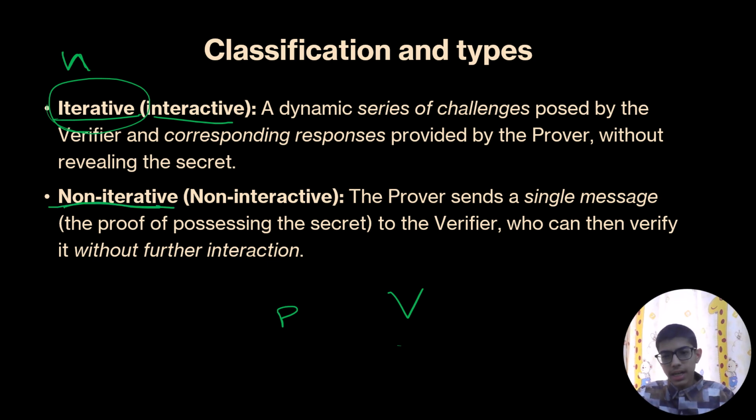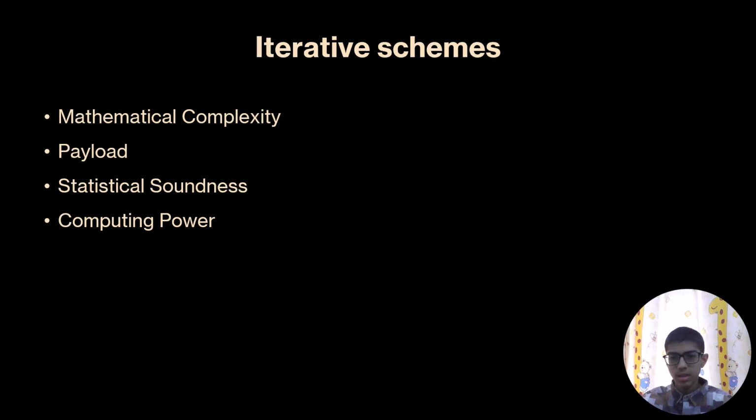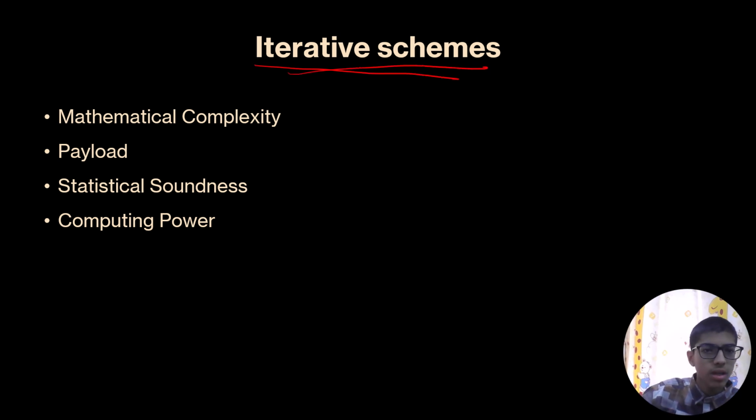The other type is non-interactive or non-iterative. In these types, for example, we will see it in the later part. For now, you can just see that it's only one way. Just one time I ask for the information, and then I am able to see if that information is correct or not.